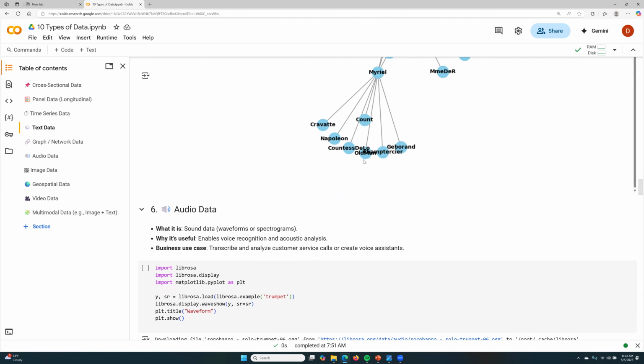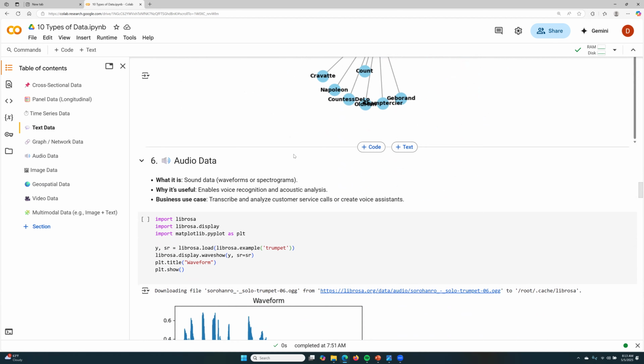Now, moving on to the sixth is audio data. Audio data is sound data, waveforms, or spectrograms. Why is it useful? It enables voice recognition and acoustic analysis.